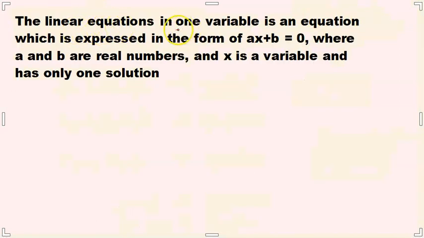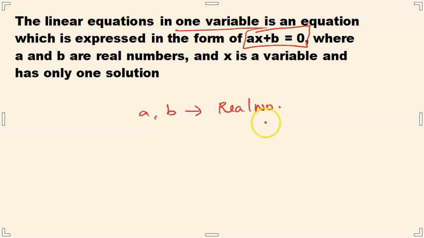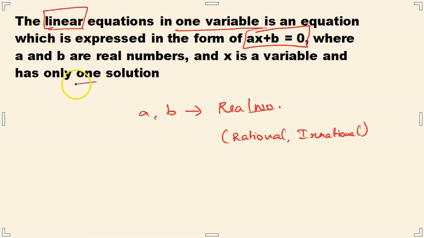So now let's come to the definition part. The linear equation in one variable is an equation which is expressed in the form of ax plus b equal to 0, where a and b are real numbers. What are real numbers? It can be either a rational number or irrational number, whole number, integer, whatever it can be. So these are real numbers, right? And x is a variable.